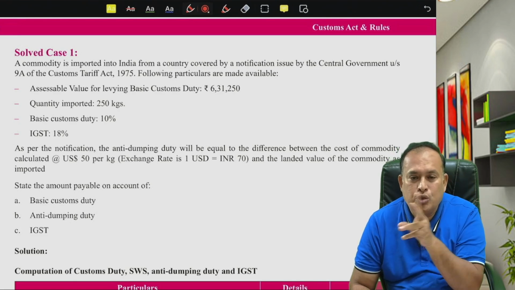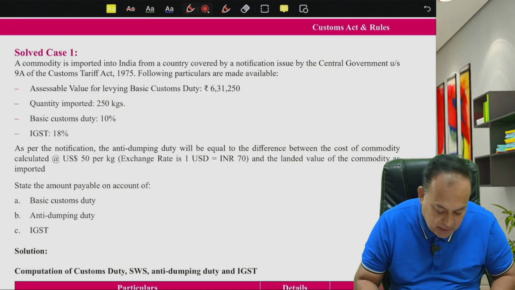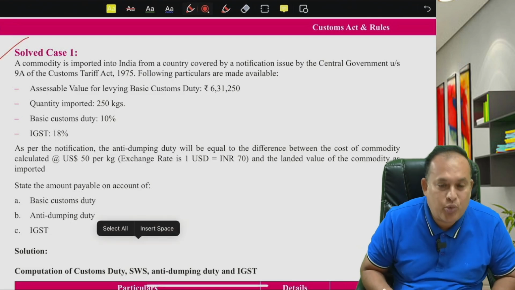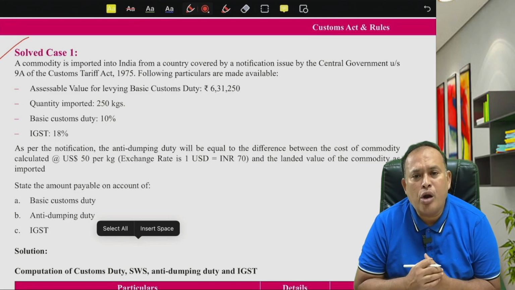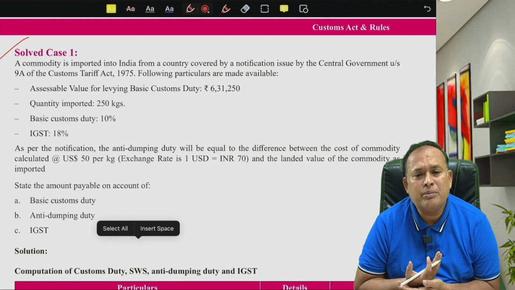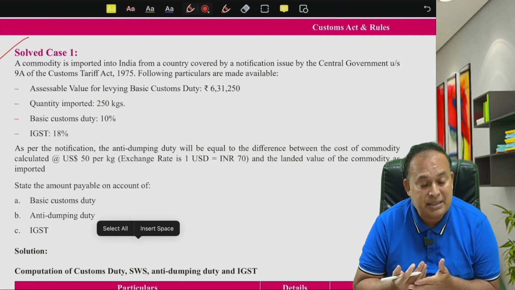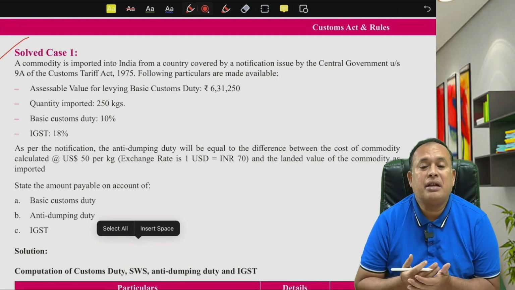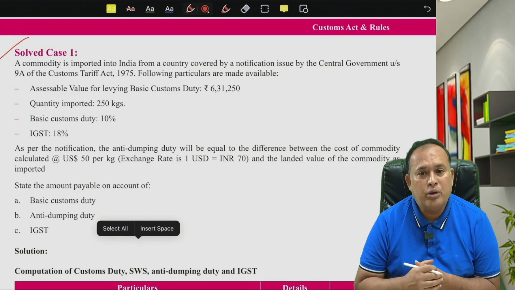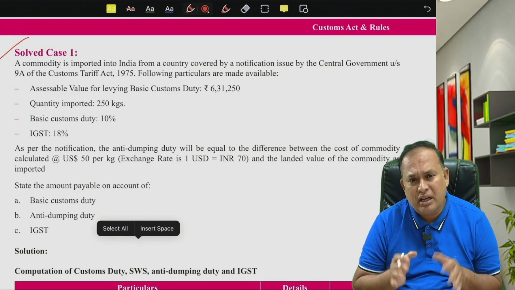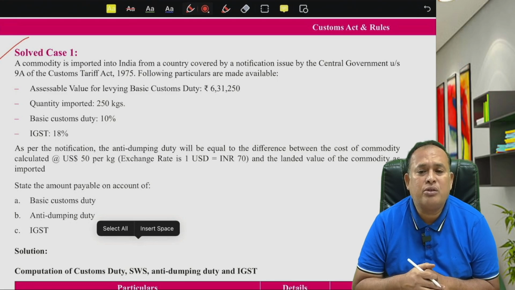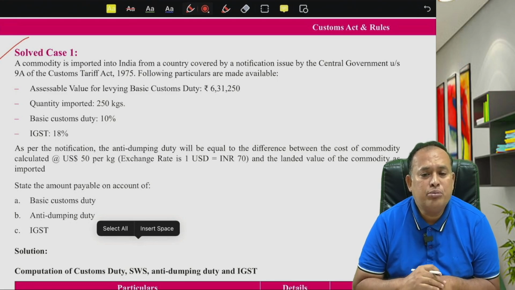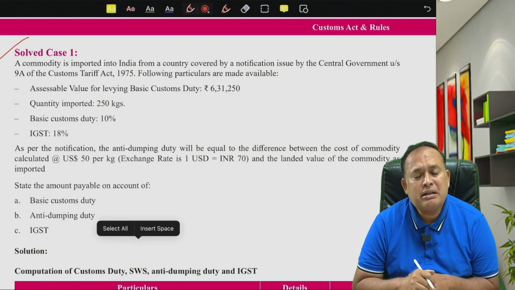I will take up this to apply. Here, case 1. A commodity is imported into India from a country covered by a notification issued by the central government under Section 9A of the Customs Tariff Act 1975. Following particulars are made available. Assessable value for levying the basic custom duty is 6,31,250. Quantity imported 250 kgs. Basic custom duty 10%.